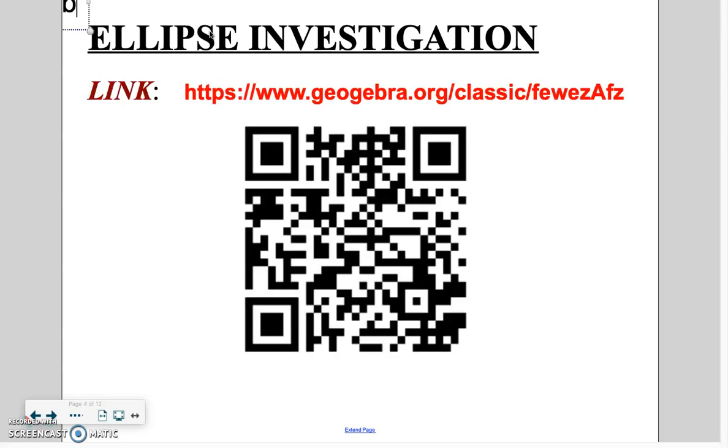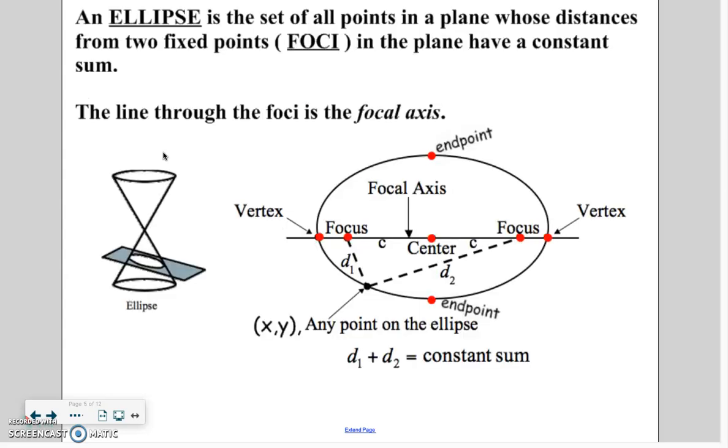All right, so the ellipse investigation, we've already collected these. We already talked about them. I don't think we need to go back, but I'll reference these a couple more times. I think we can just skip right over that slide and move on to this one.